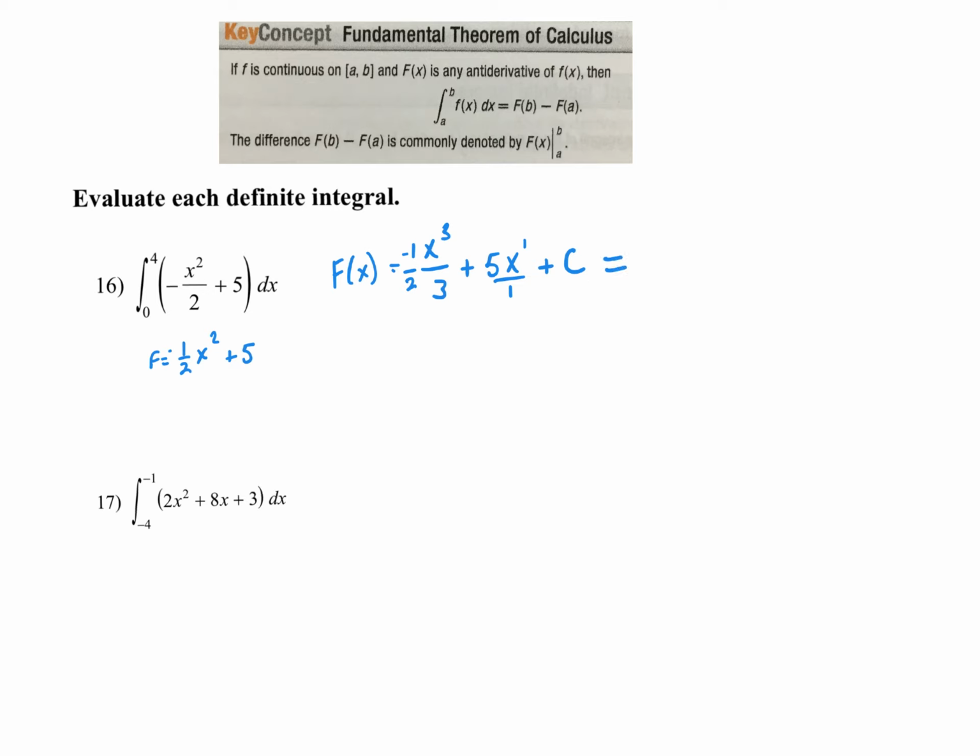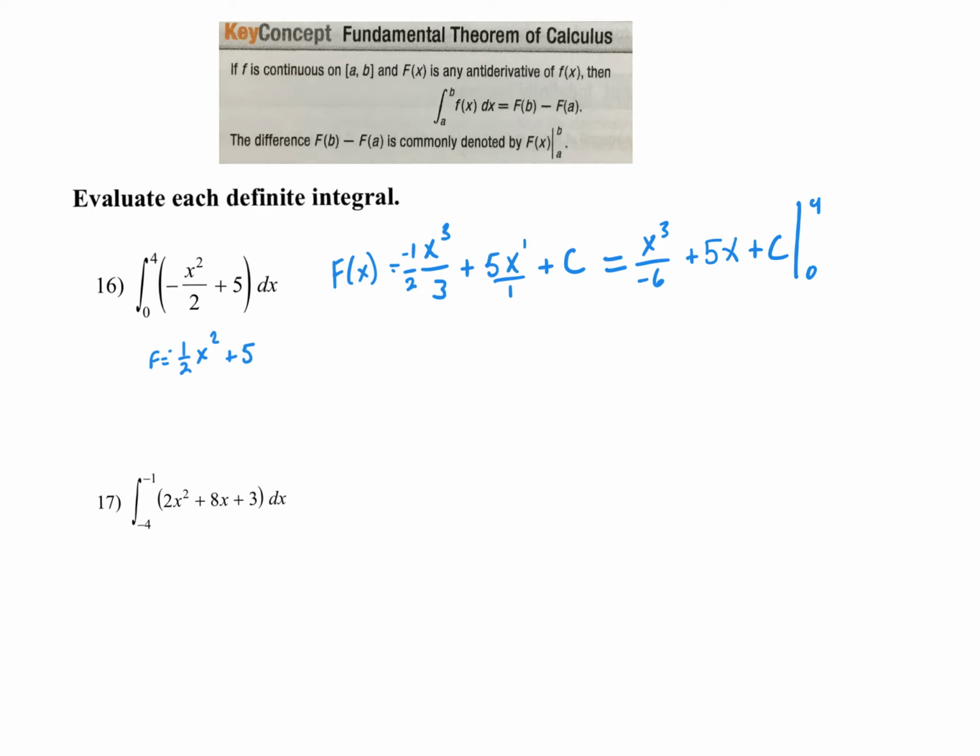which is going to be x cubed over -6. I remember the negative, so 2 times 3 is 6, and I'll just put the negative on the bottom. It could go on the top, on the bottom, or out in front, either one. And then it's going to be plus 5x plus some constant, and we're evaluating that from 0 up to 4.